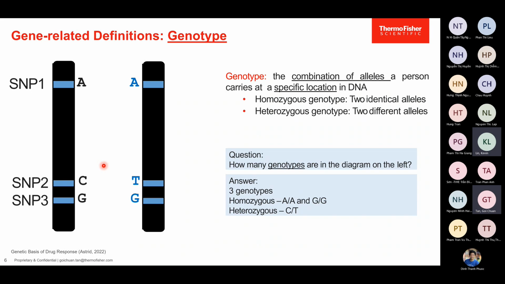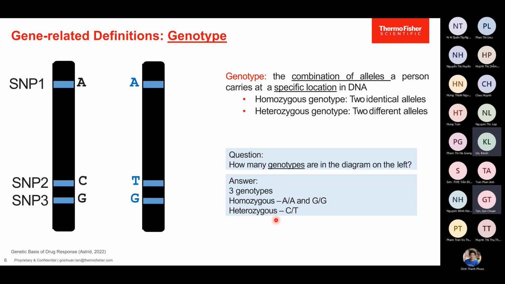3 genotypes. You see, the genotype means the combination of alleles a person carries at a specific location. Now here we are looking at 3 locations, right? SNP number 1, number 2, and number 3. So there are 3 genotypes here. And how we write genotype is A/A, C/T, and G/G. When we talk about homozygous, it means that these 2 are similar. AA, GG, TT, CC, these are all homozygous genotypes. And when they are different, then it is heterozygous. Okay, next one.